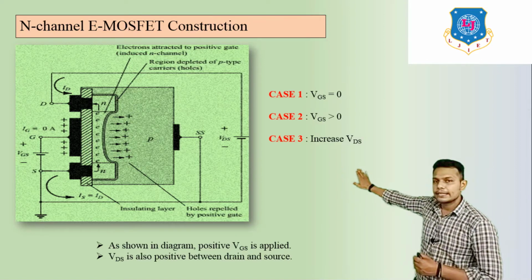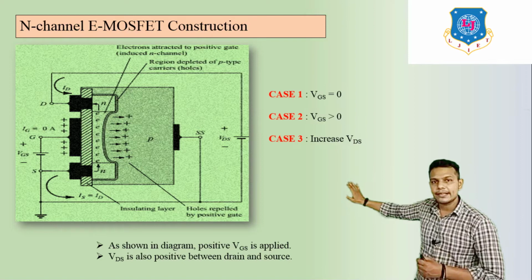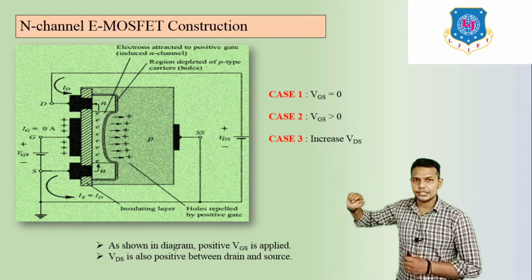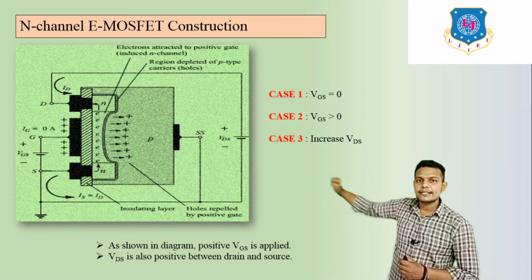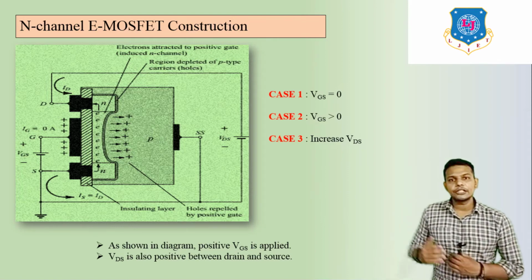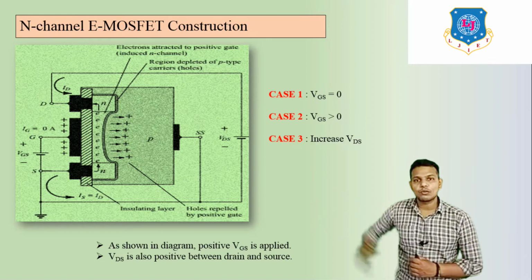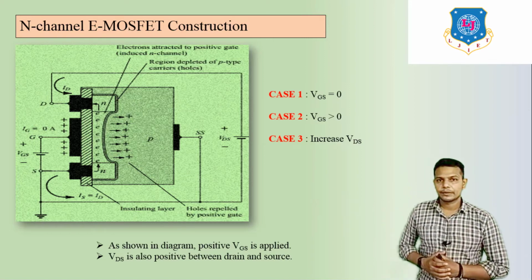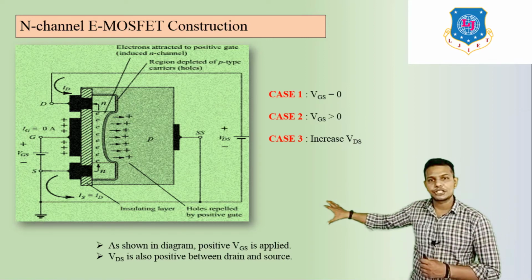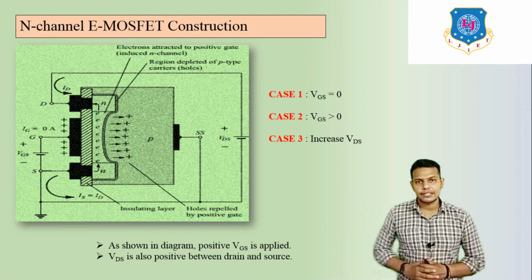Here we can see this side VDS, the drain to source voltage, is connected, and there we can see VGS, the gate to source voltage, is connected. So this is the connection, or we can say biasing.